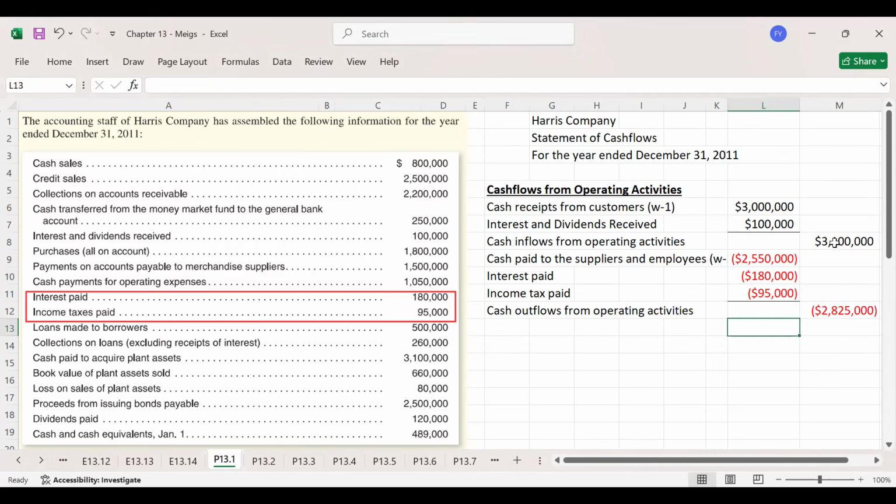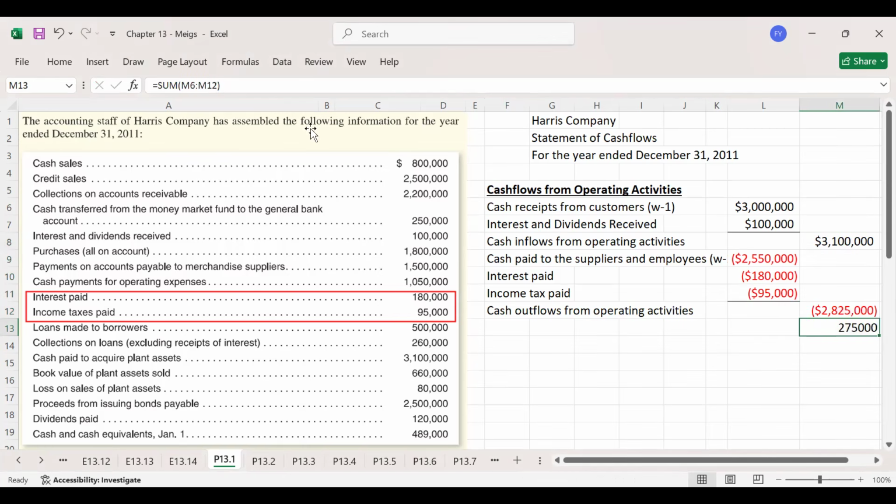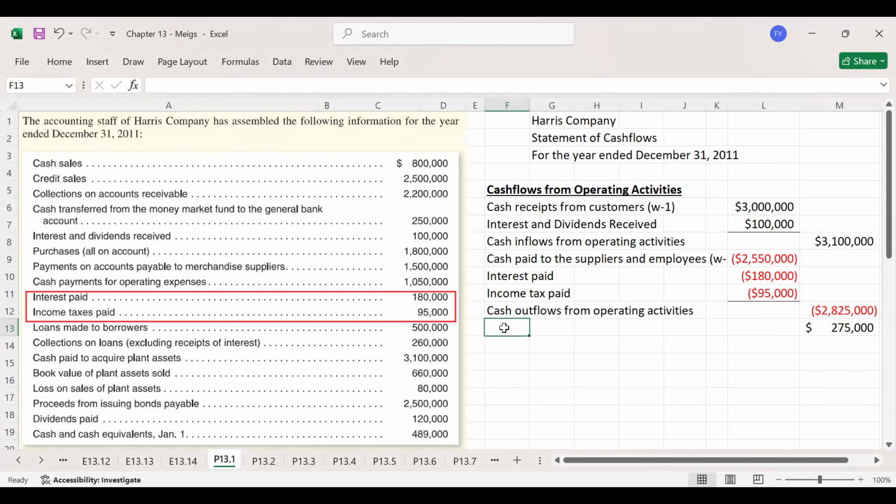So the total operating cash flows are, you can see here, $275,000. So this represents total cash provided by operating activity. So this is our first activity related to cash flows.